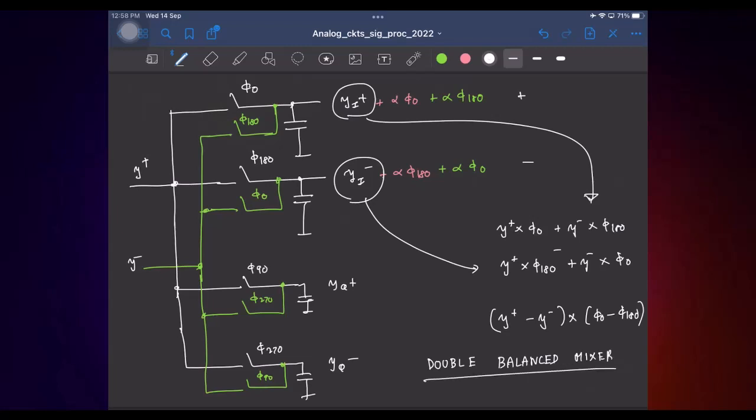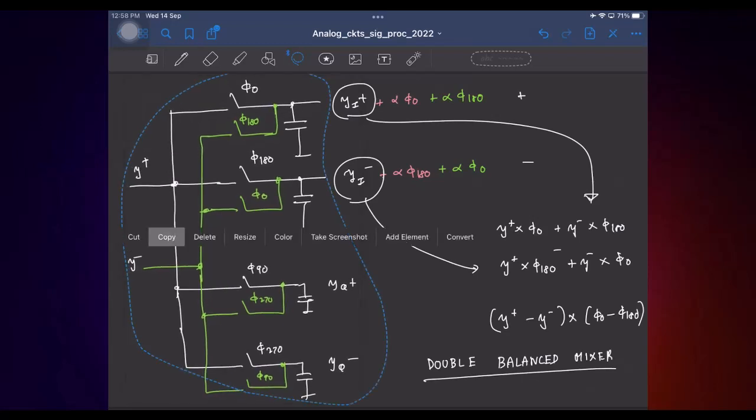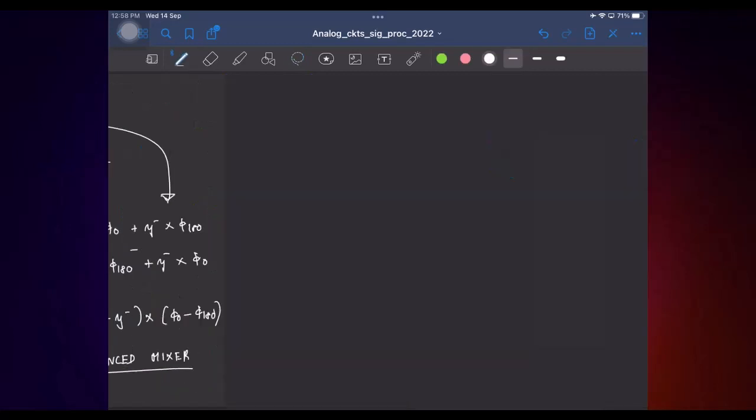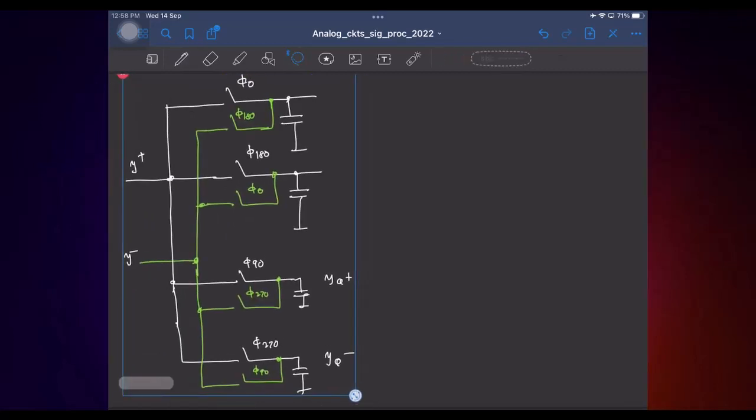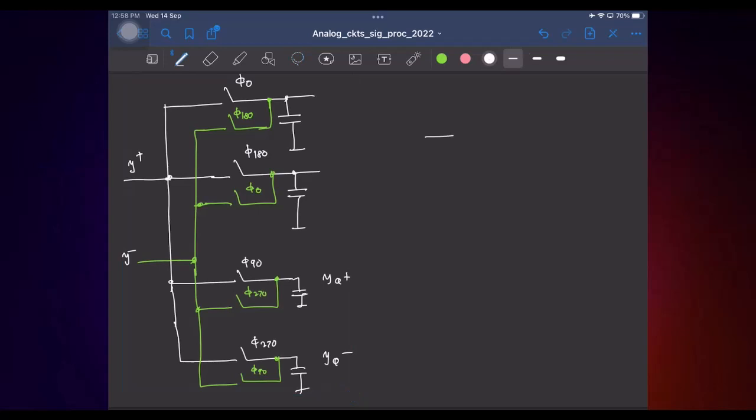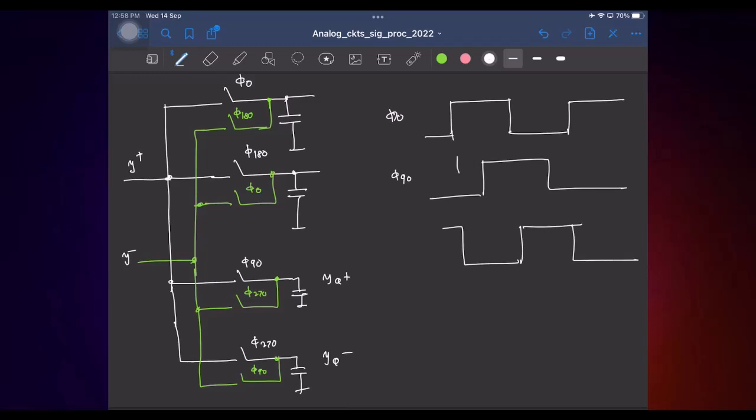Okay, and let me copy this. In this double balanced mixer, the clocks we have assumed are like this, so with 50% duty cycle, right? So this will be phi 0. Phi 90 will be this, phi 180 will look like this, and phi 270 will be the inverted version of phi 90. Okay.